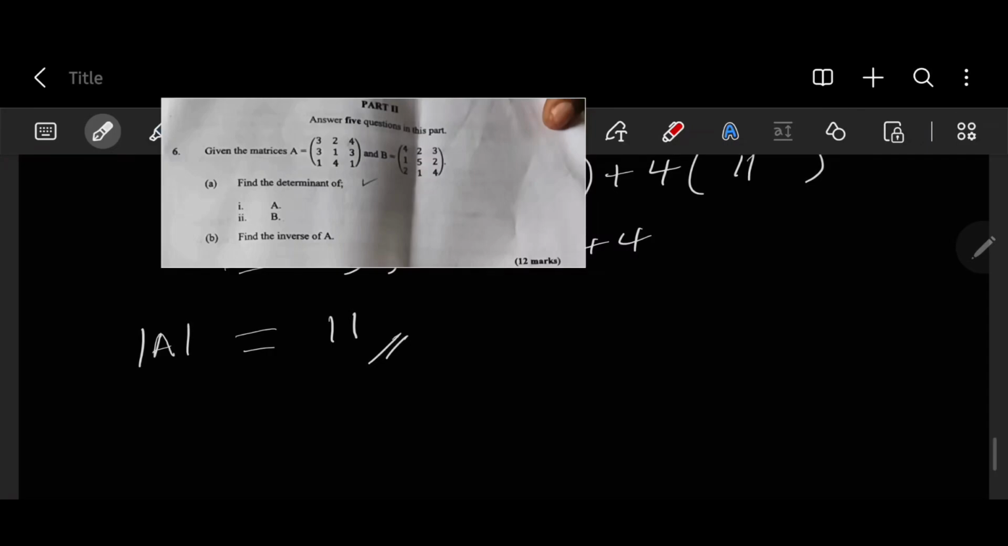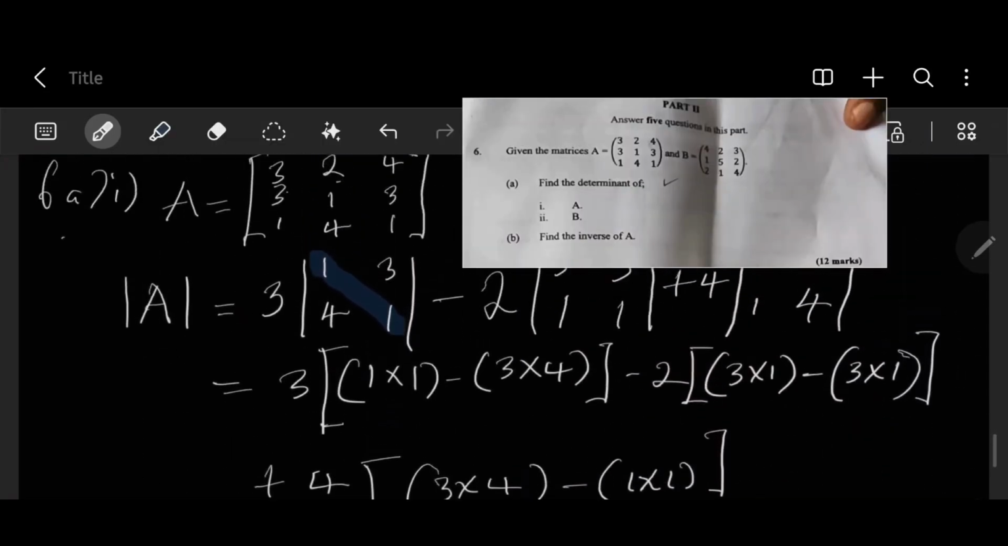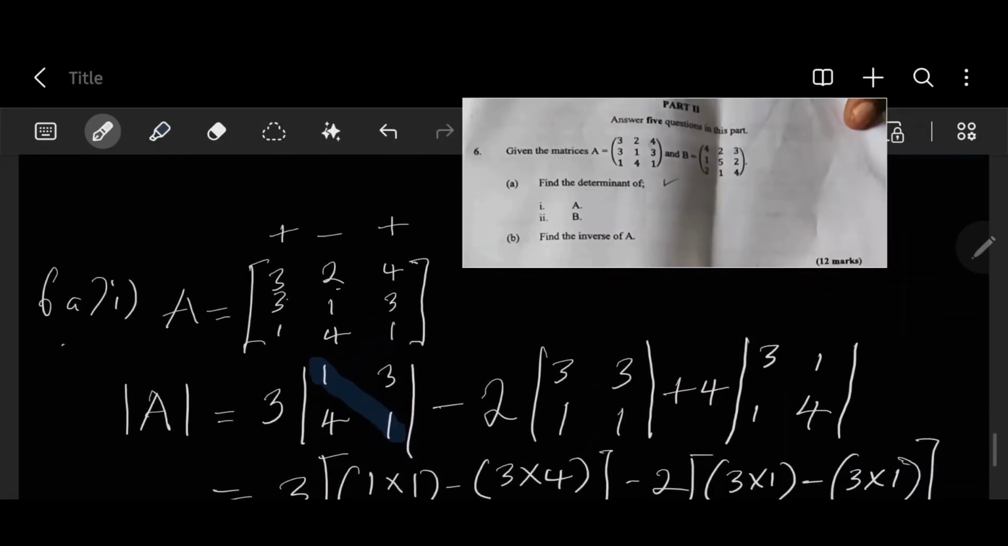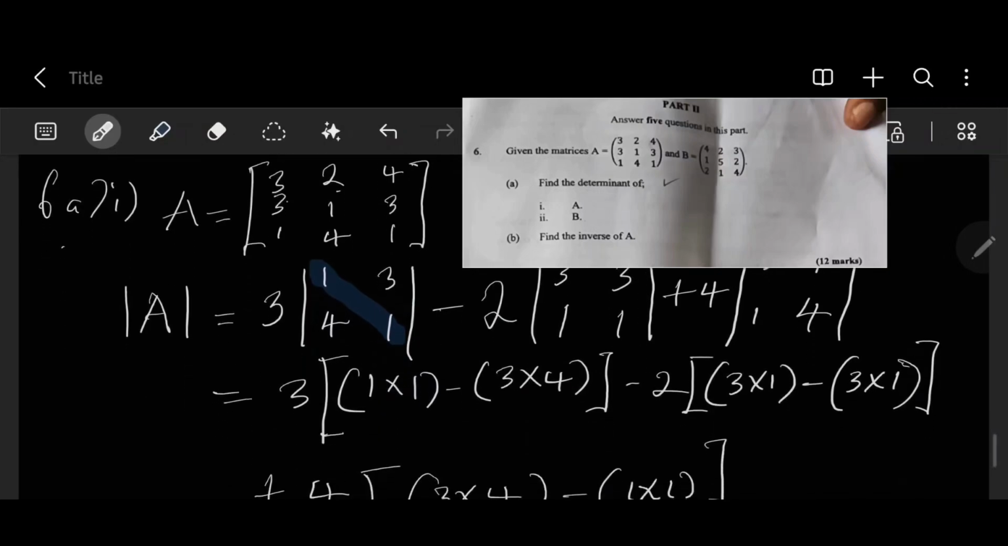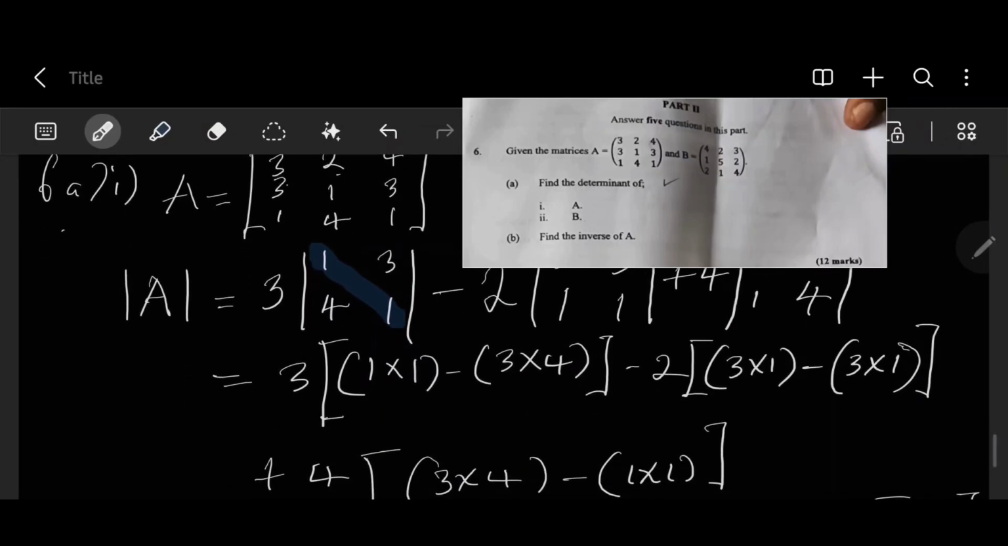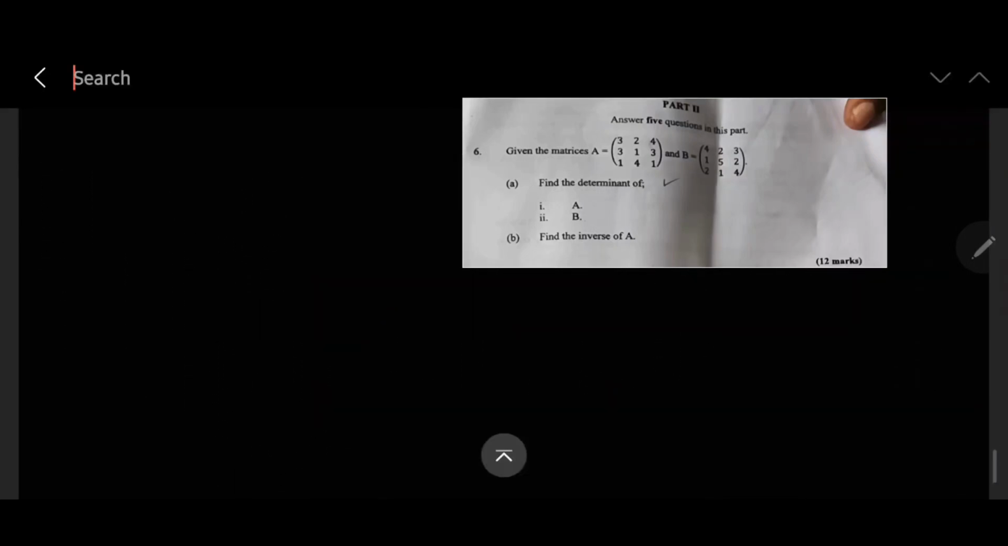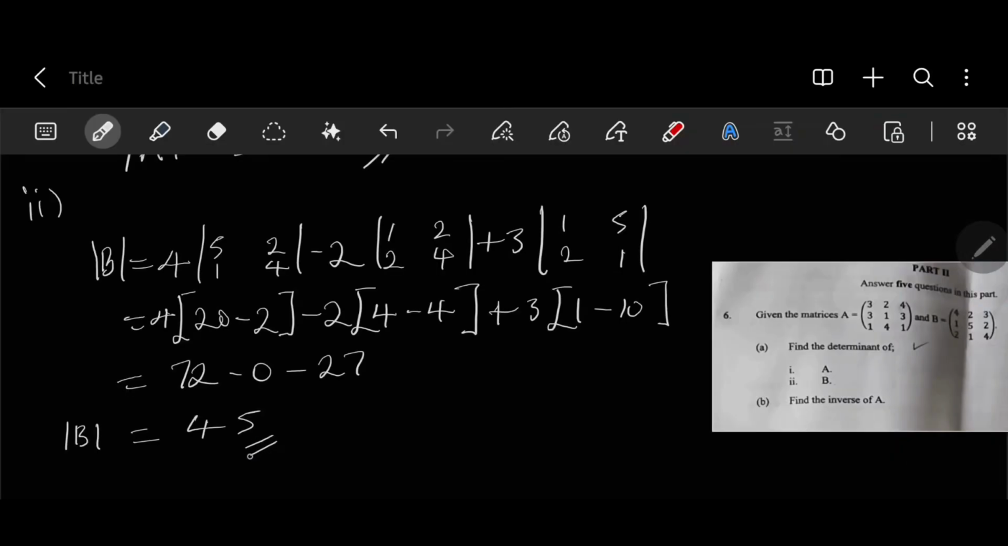Okay, so if you're solving and you're trying to be fast, these are the parts that are important to show. You have to show these parts to show the determinant is equal to this. So this is the determinant for B. Like you can see, I eliminated some steps and just shortened the procedure. So we can move over to B.